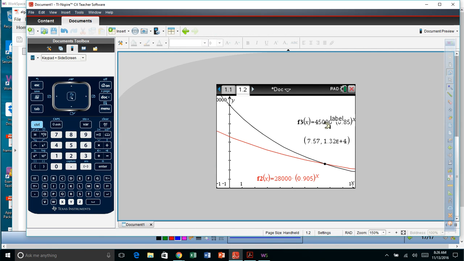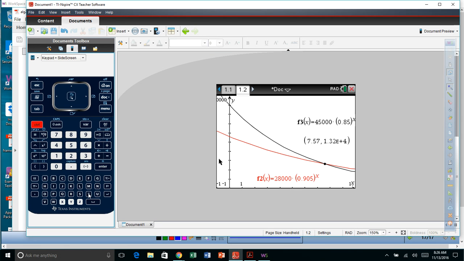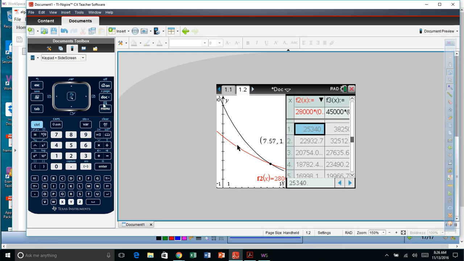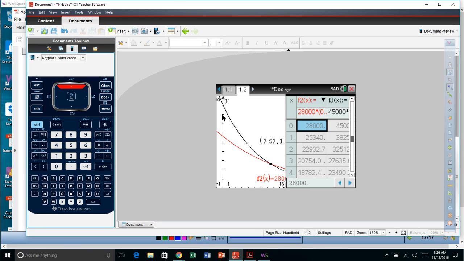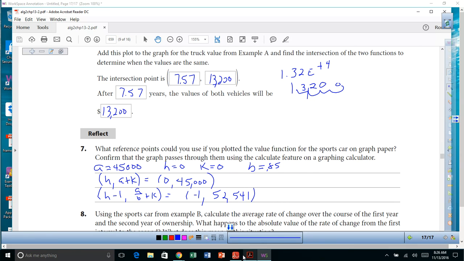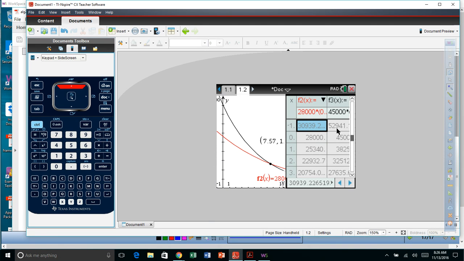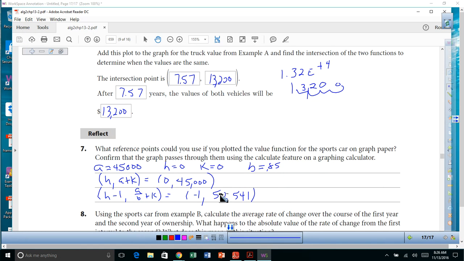Okay, so let's check that. We got this right here, right? Black. That's F of 3. So Control T, there it is. And we had 45,000. We did that. And then negative 1 was 52,941. 52,541. That says 941. Huh. Off a little bit there. I don't know what. 941. All right.